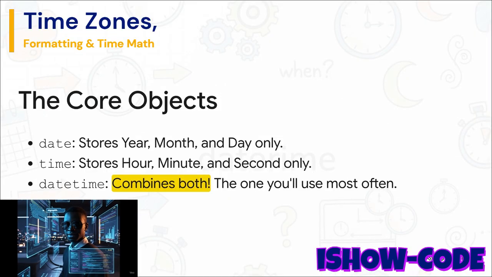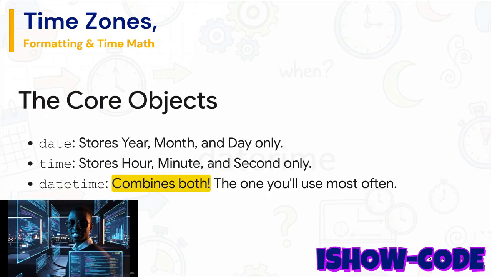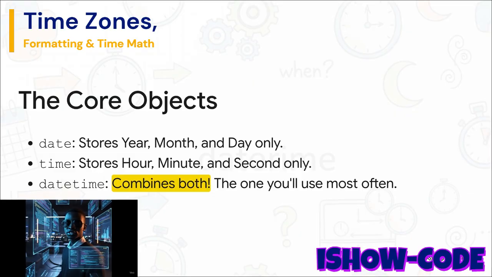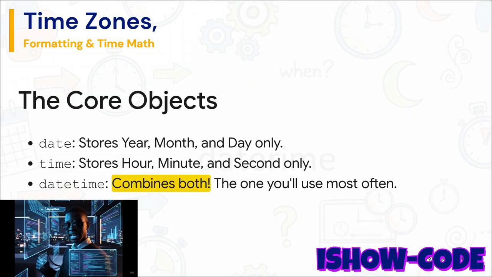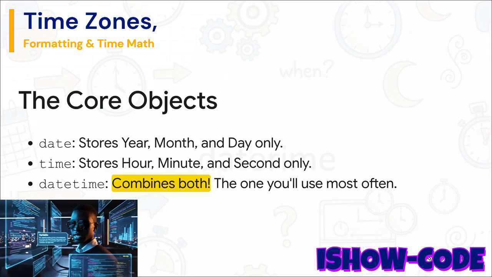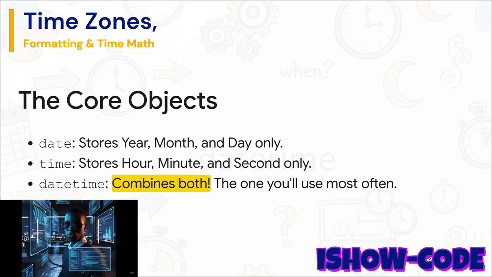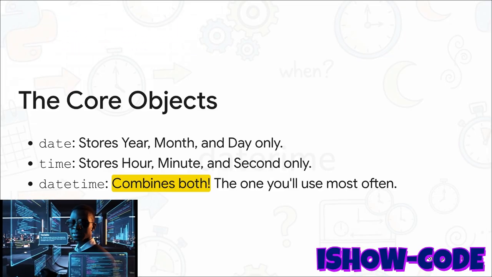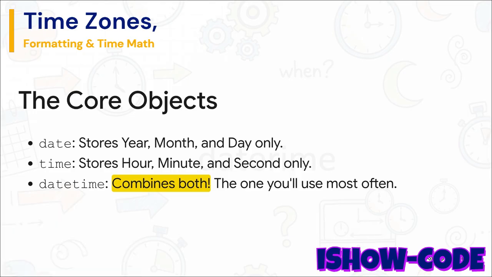Okay, here are the three core tools. First, you've got date. That's just for the calendar day: year, month, day. Perfect for something like a birthday. Then you have time, which is just the time of day: hours, minutes, seconds. Think of a daily alarm clock. And then you have the star of the show, datetime. It combines both of them into one super powerful object. And honestly, this is the one you're going to be using 99% of the time.